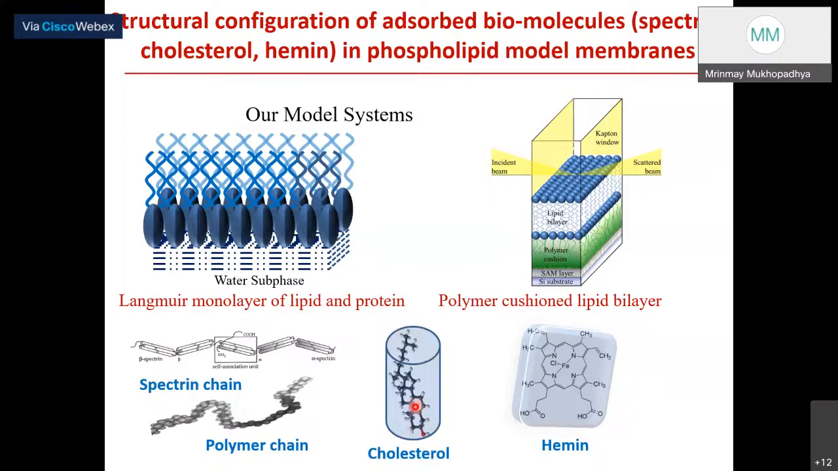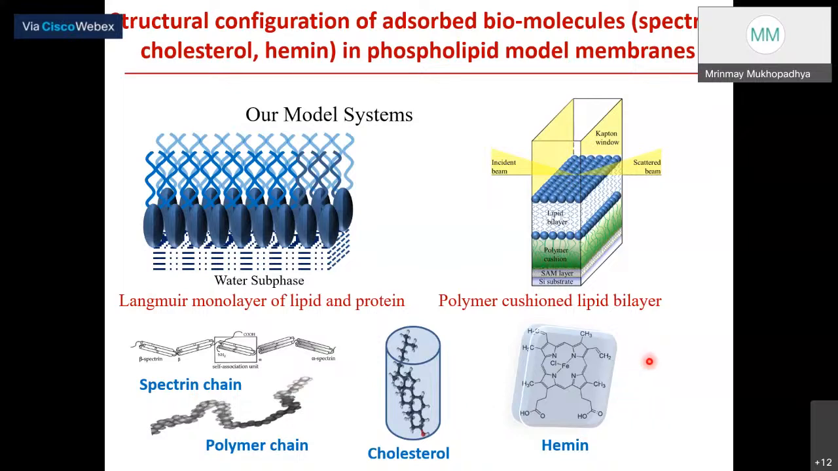Then we took a cholesterol molecule, which you can assume is a kind of cylinder. And then we have a planar molecule like heme. So these are the 3 systems that we have incorporated in a specific molecular lipid membrane. In that way, we can talk about the arrangement of the molecules.